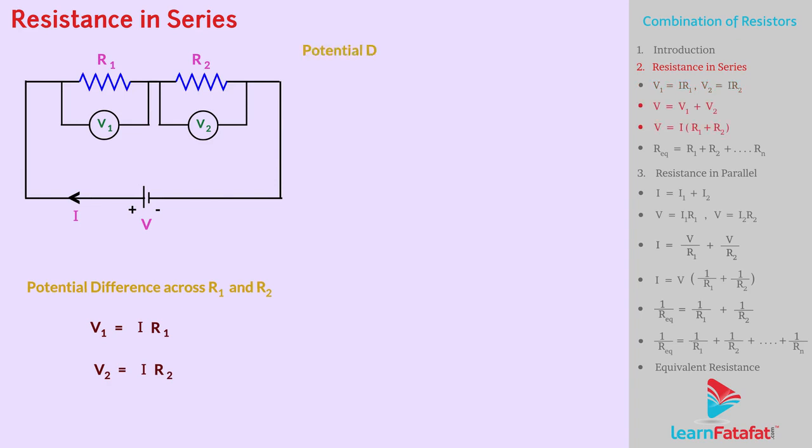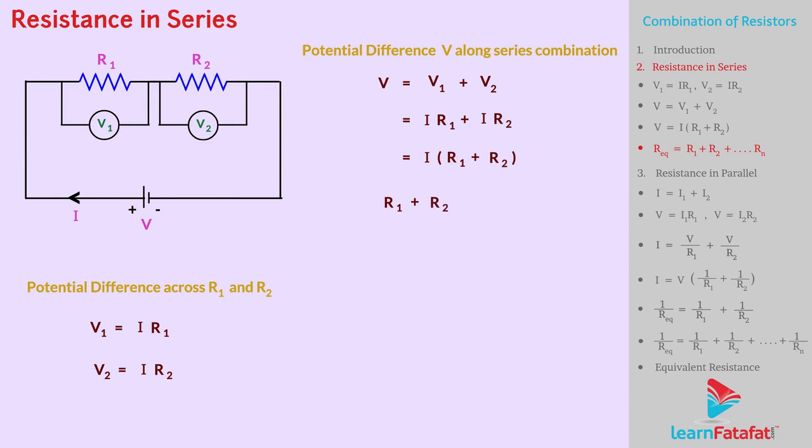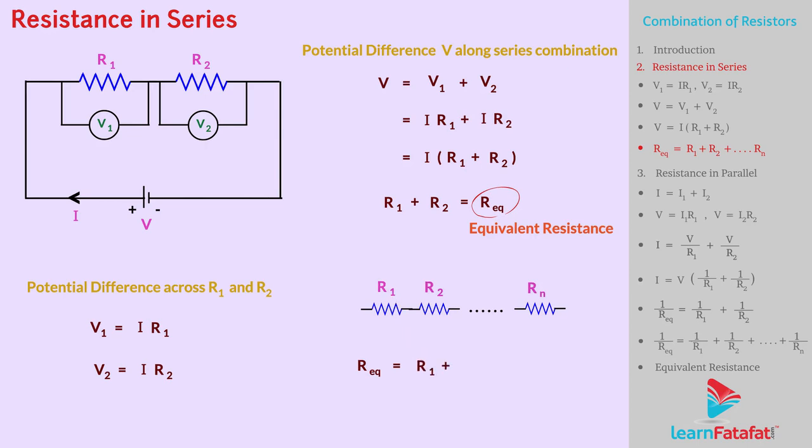Also, potential difference V along the series combination is given by V equals V1 plus V2, which is equal to IR1 plus IR2, which is equal to I into bracket R1 plus R2, where R1 plus R2 is equal to R equivalent, that is equivalent resistance. If number of resistances, say R1, R2 up to Rn are joined in series, then Req, the equivalent resistance, is R1 plus R2 plus up to plus Rn.